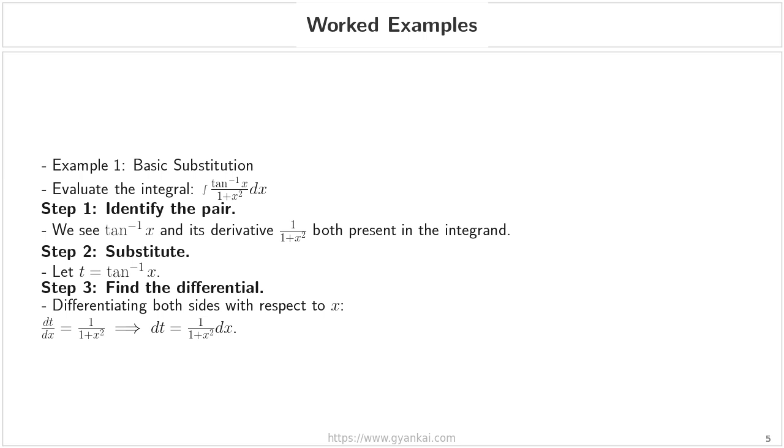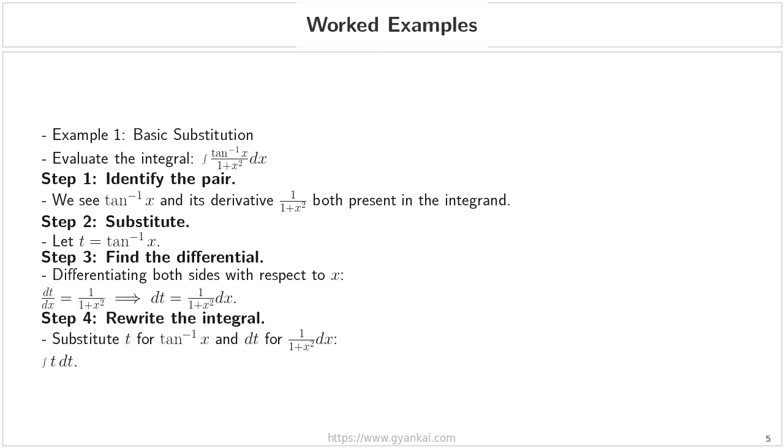t equals arctan x. With respect to x, the derivative of arctan x is 1 divided by 1 plus x squared. So we get dt over dx equals 1 divided by 1 plus x squared. To isolate dt, we simply multiply both sides by dx, giving us dt equals 1 divided by 1 plus x squared dx. Step 4, rewrite the integral.